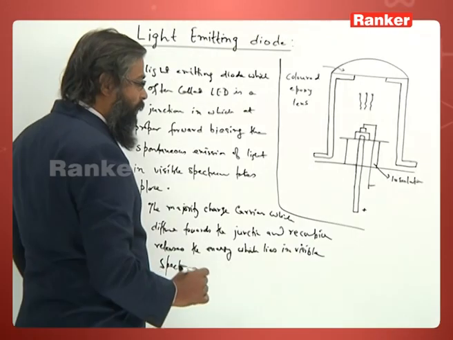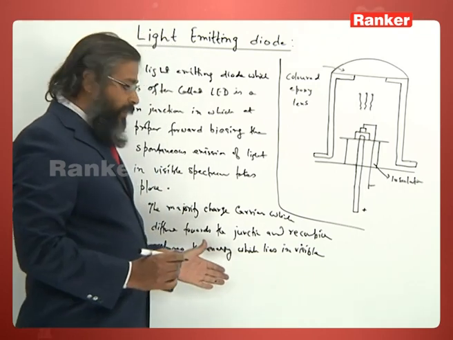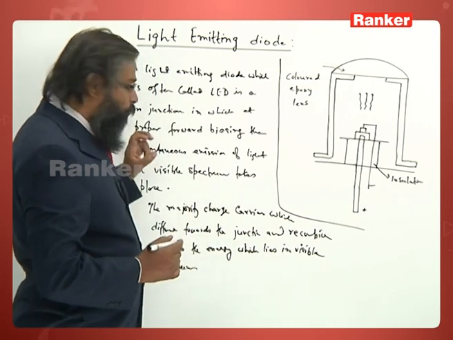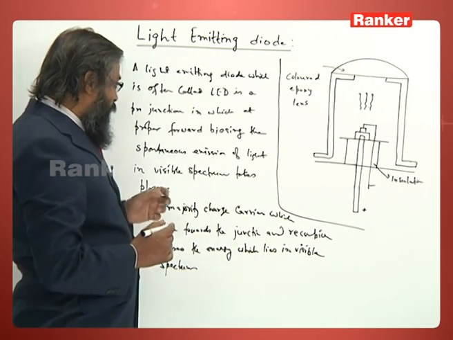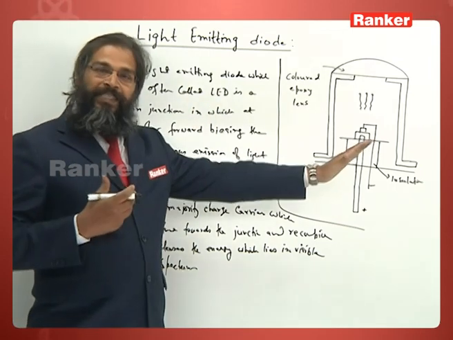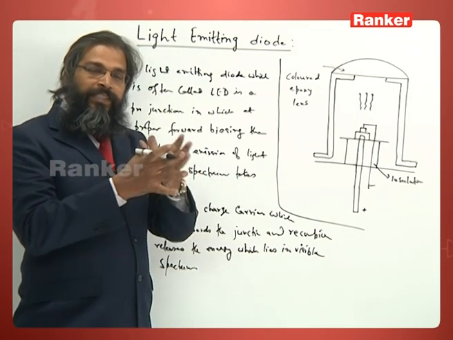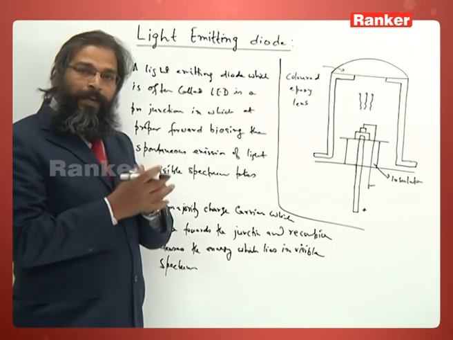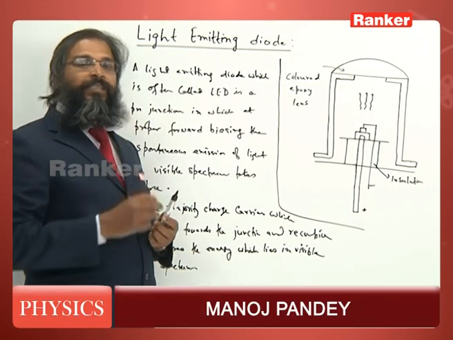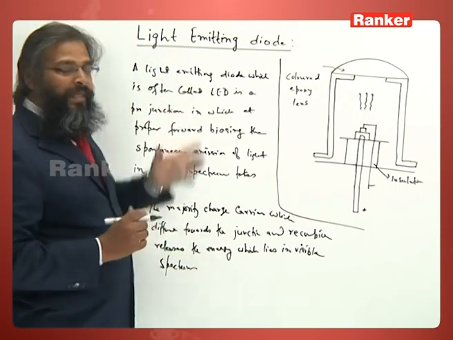So, the band gap here matches with the photon energy. When, in the depletion layer, the holes migrating from the p side and the electrons from the n side unite, and when they combine, the energy released lies in the visible region and is emitted as a photon. So, this is what a light emitting diode is.